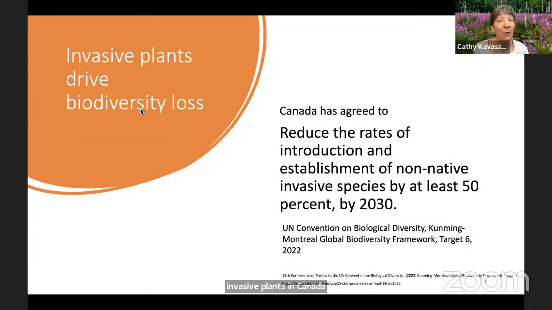Invasive species are one of the primary drivers of biodiversity loss. They compete for resources, disrupt food webs, transmit pests and diseases, and alter the environment. To protect biological diversity upon which our lives depend, Canada must reduce the rate of introduction and establishment of non-native invasive species by at least 50% by 2030.